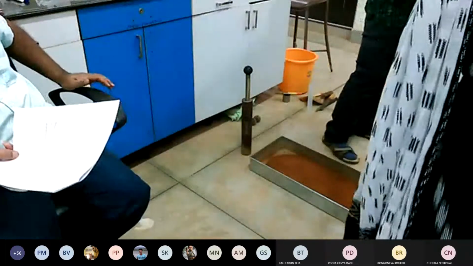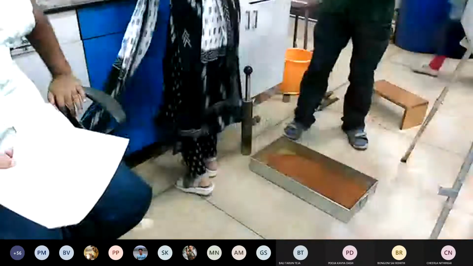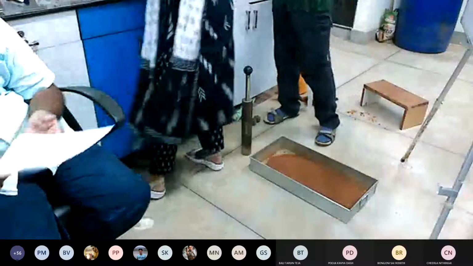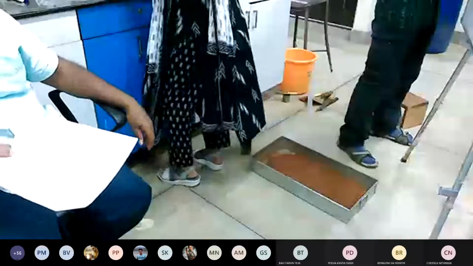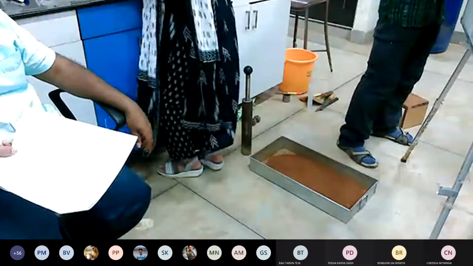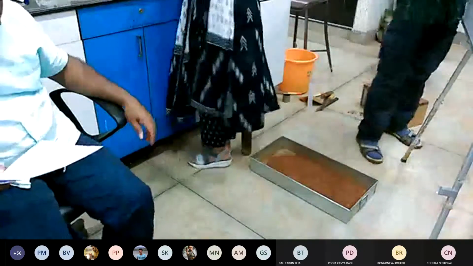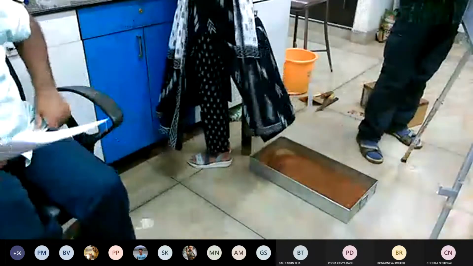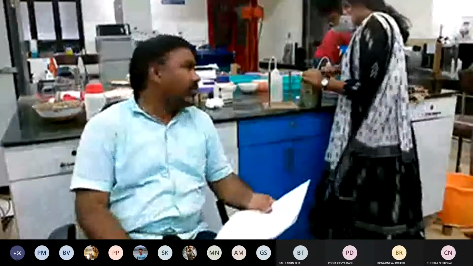We need to take the internal diameter and the height of the mold. For that we'll use a vernier caliper. We'll use a caliper to take the measurement of the internal diameter and height of the mold.